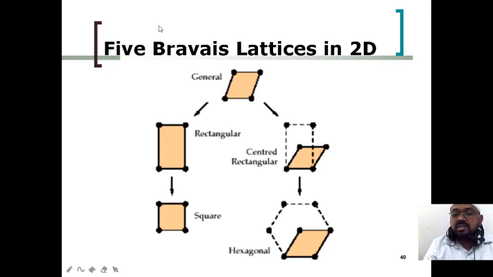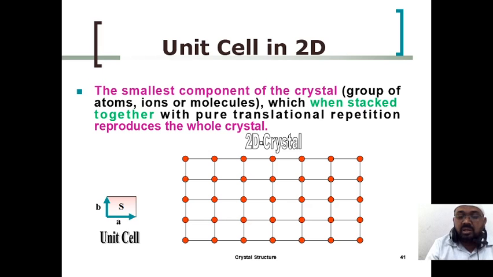So now you can see this is a general arrangement of the points: rectangular, square, hexagonal, centered rectangular. These types of arrangements of points are nothing but the 5 Bravais lattices in 2 dimensions. So in 2 dimensions, to find the unit cell, this is the shape of the unit cell in 2 dimensions.